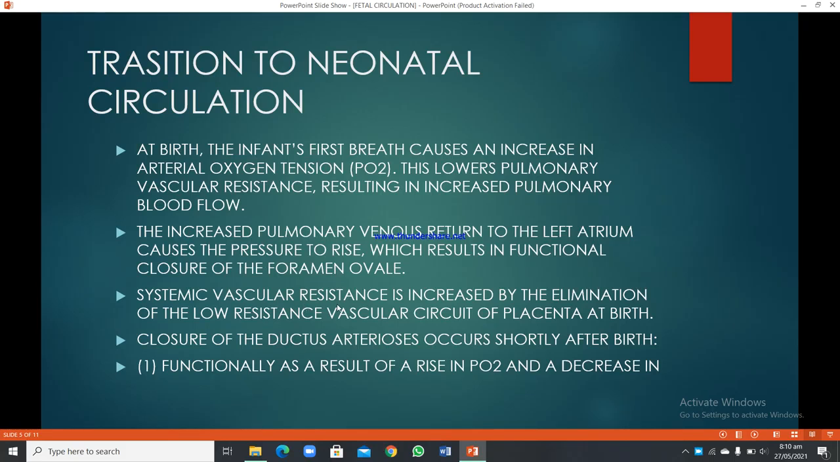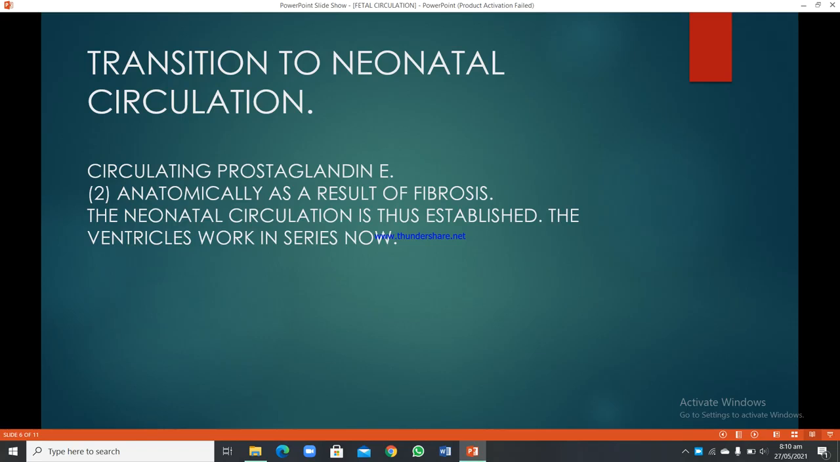Systemic vascular resistance is increased by the elimination of the low resistance vascular circuit of the placenta at birth. Closure of the ductus arteriosus occurs shortly after birth, first functionally as a result of a rise in PO2 and a decrease in circulating prostaglandin E2, and second anatomically as a result of fibrosis. The neonatal circulation is thus established. The ventricles now work in series.